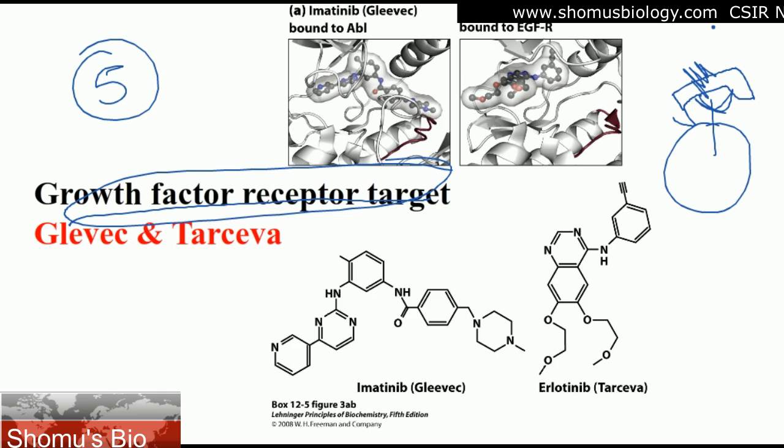So what I was saying is, Glivec and Tarceva are the masking element or masking target. So they can mask the growth factor receptor. As a result, no matter how much concentration of the growth factor is out there, they are non-functional. Okay.